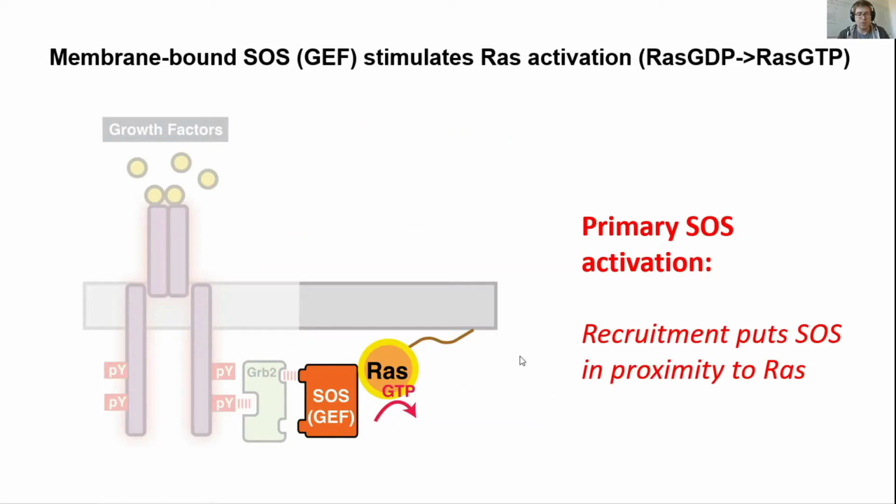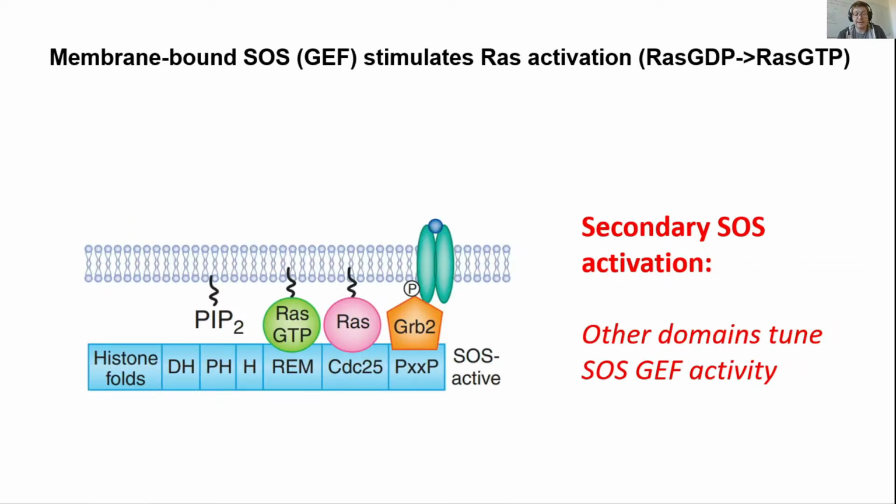And so this is the primary way in which a growth factor is going to trigger activation of RAS. It's going to be through recruitment of the GEF to the plasma membrane. And that's because that's where the RAS GTPase is. So if you put the GEF and the RAS in close proximity to one another, you can drive activation of RAS. However, as we discussed in the last lecture, there are other domains associated with GEF proteins that are typically responsible for tuning their activity.